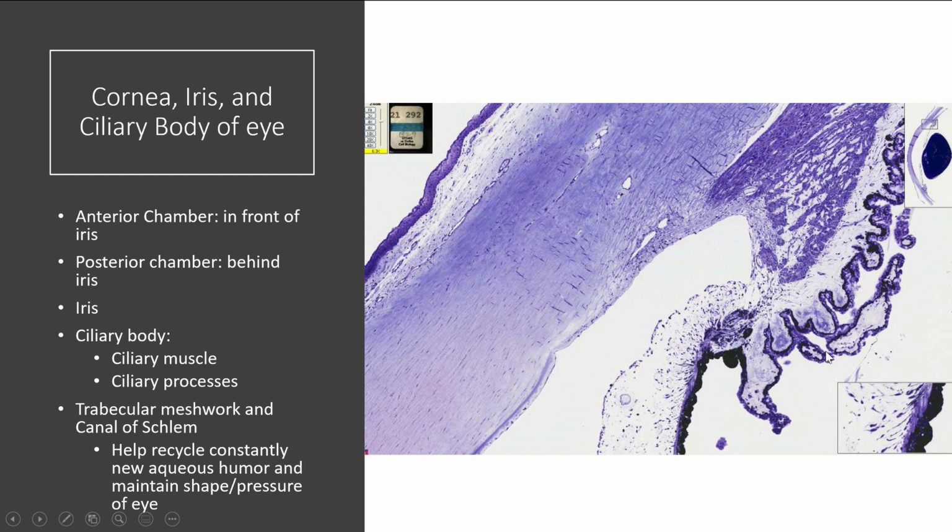And so it gets produced in the posterior chamber, and it has to flow behind the iris through the pupil and to the anterior chamber in front of the eye. Okay, so it has to go all the way around the iris to back up here to the anterior chamber.